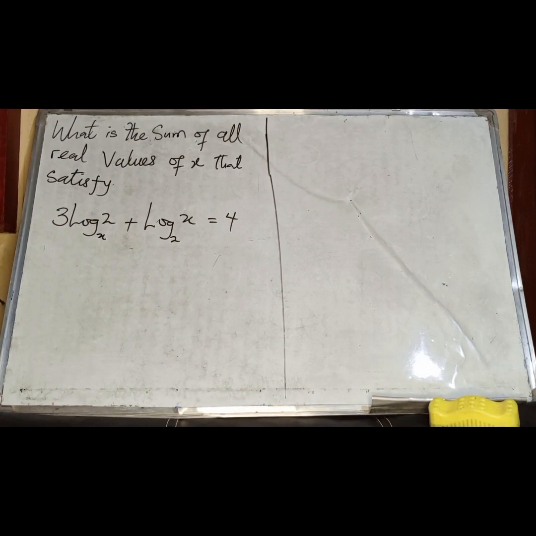Okay, here it says, what is the sum of all real values of x that satisfy this logarithm equation, which is 3 log 2 to the base of x plus log x to the base of 2 equals 4. Solution. Now let's solve. Before we solve, I want you to observe something here.